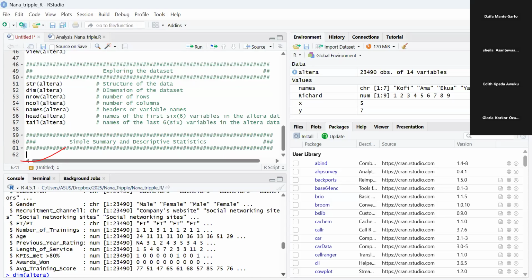Now, there's a simple command that you must know. And one of the commands is, whenever you see me use the $ sign, this sign tells you of subsetting from a data frame.